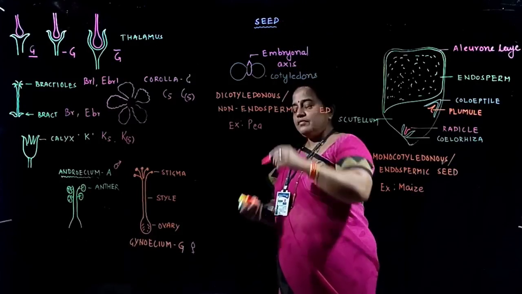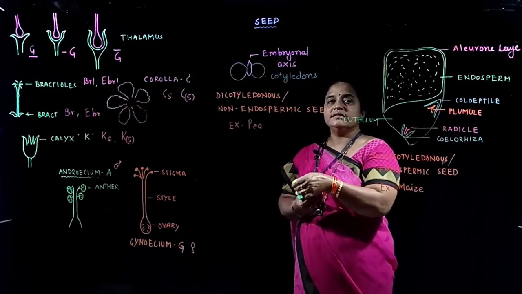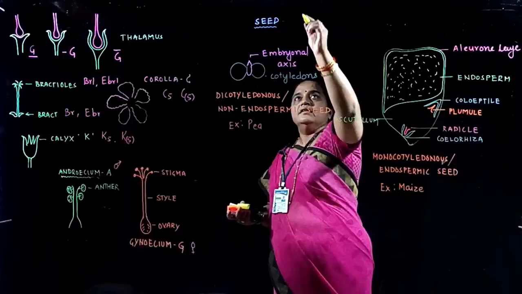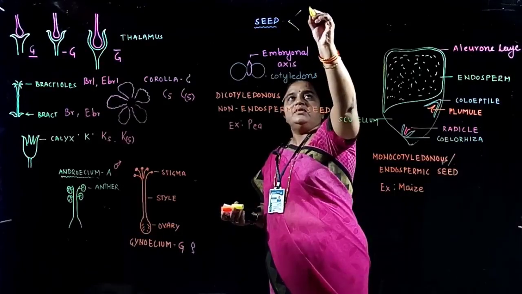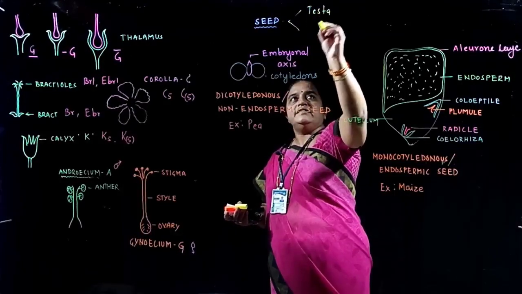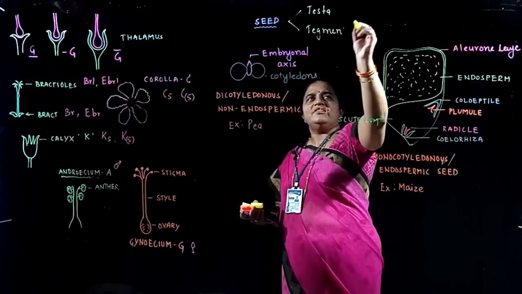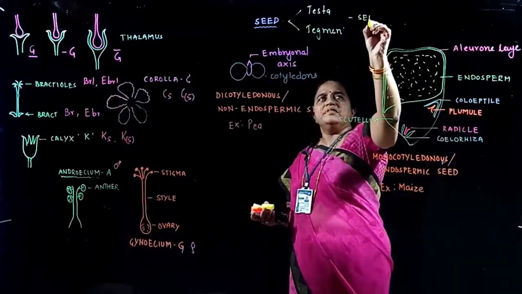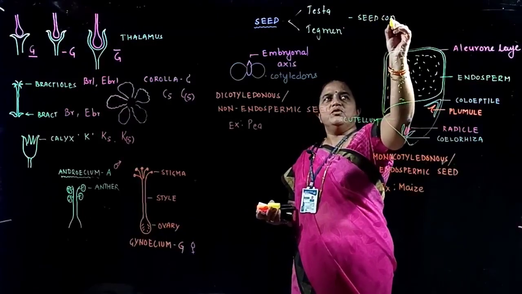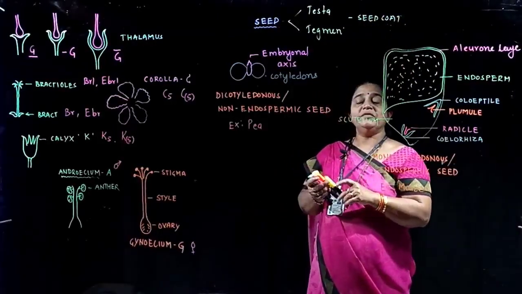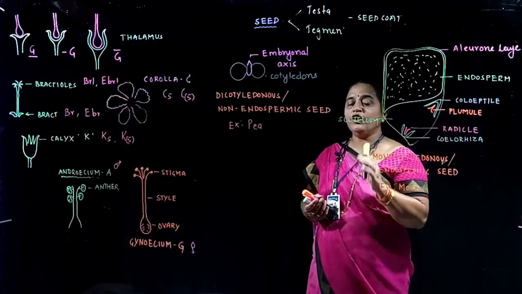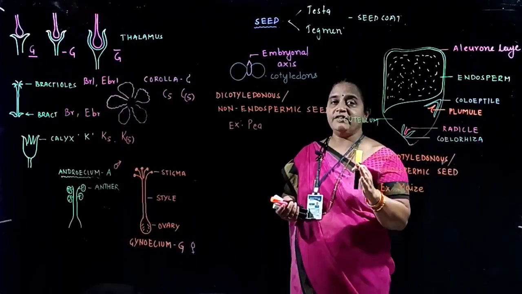The seed coat has an outer layer, the testa, and an inner layer, the tegmen. So testa and tegmen together form the outermost seed coat, which is harder and keeps the seed in a dormant condition. Dormancy is a phase of inactivity.